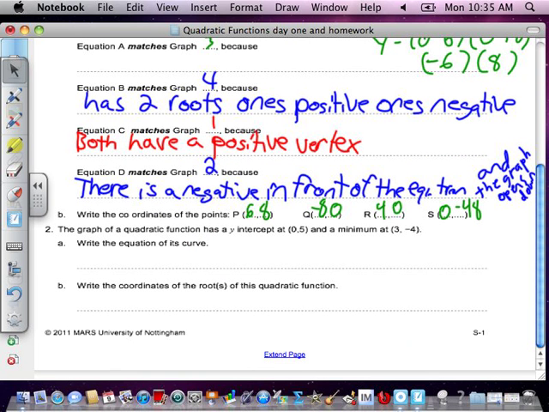The graph of a quadratic function has a y-intercept of (0, 5) and a minimum of (3, negative 4). What is a minimum? If you have a graph that looks like this, the minimum is also called the what? Vertex. So this is my vertex. This is H, and this is K.